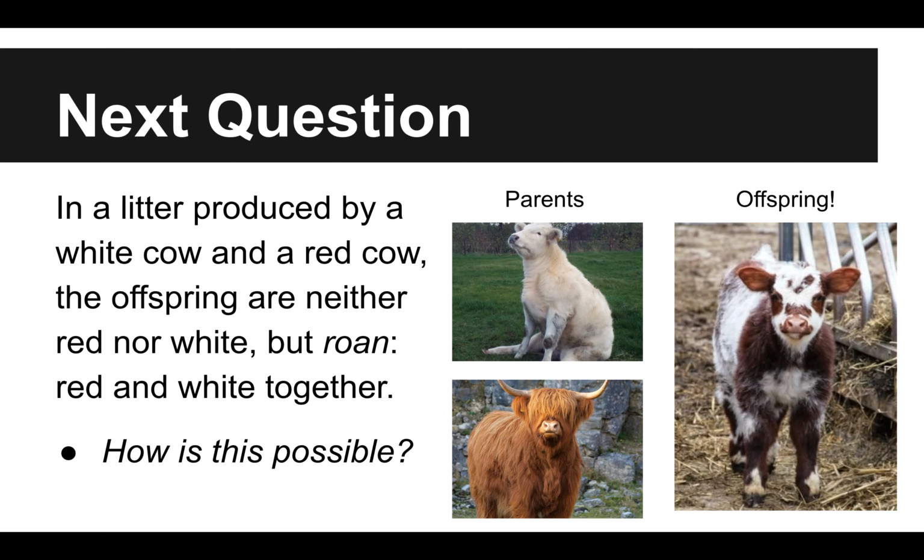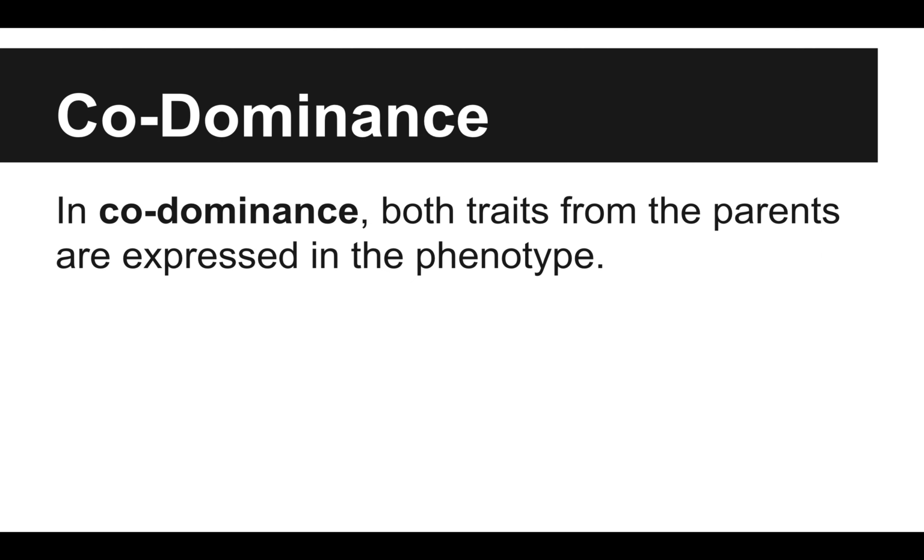Okay, so here we have a different inheritance pattern. There are multiple ways we can inherit traits from our parents. They can be dominant or recessive. They can be incomplete dominant with the mixing of paints, or we can have codominance. This is where both traits from the parents are expressed in the phenotype. So make sure you've written this down in your notebook as well, because it's really easy to get confused between incomplete dominance and codominance. So this should definitely be a time where you should pause this video, write this down in your notebook.